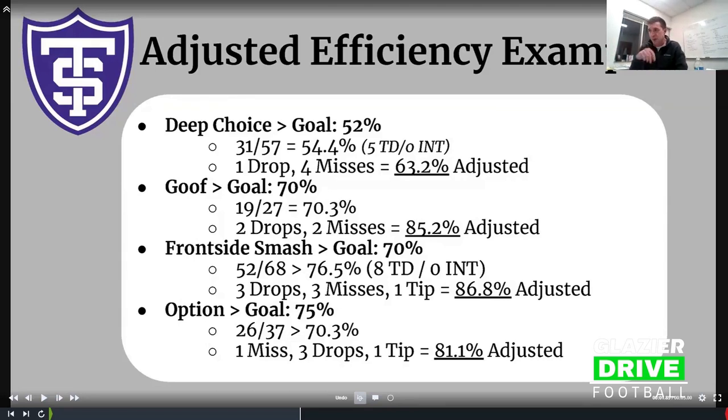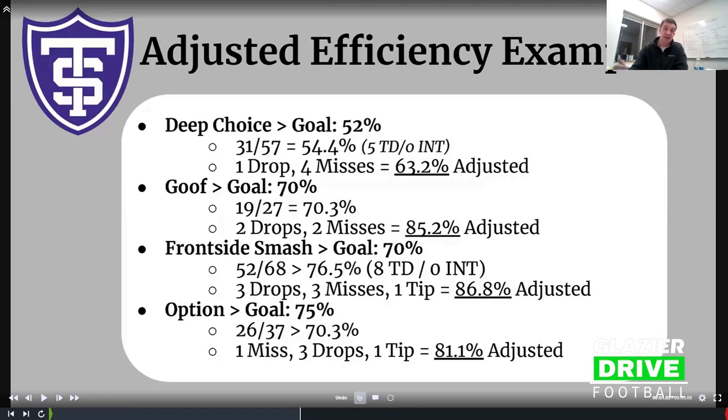Going down the deal, Goof operated, we had a goal of 70. We were right at 70%, but there's 4 different deals that we felt could allow us to be an 85.2% adjusted efficiency deal. So we're going to study those, study the whole concept, watch how it plays out. What are these 2 drops? What are these 2 misses? How can we correct that? Is it in the teaching? Is it in the technique? Is it in drill work? All right, there's somewhere along the way that we can find an opportunity to close that gap.